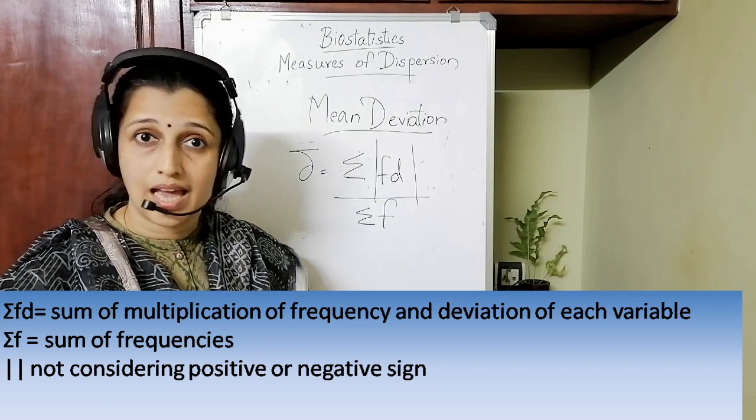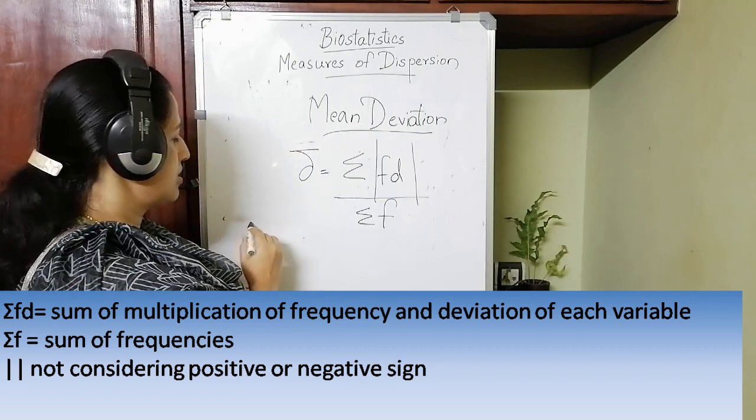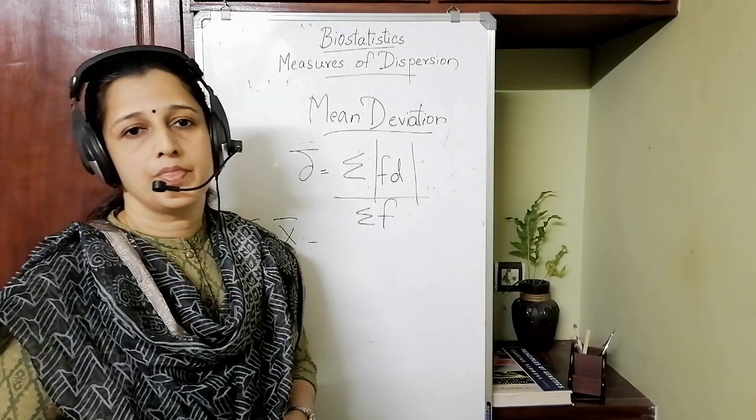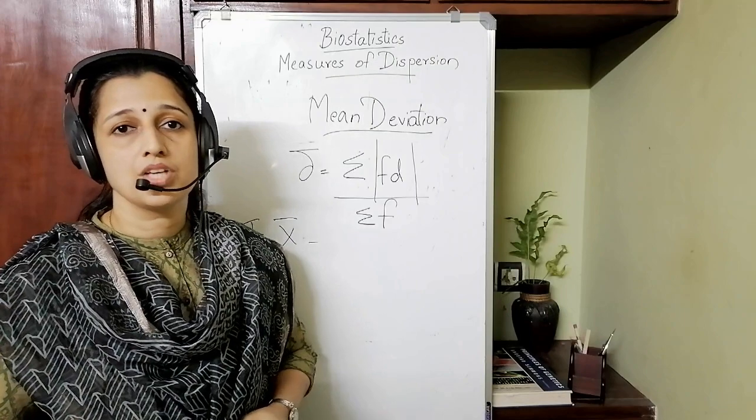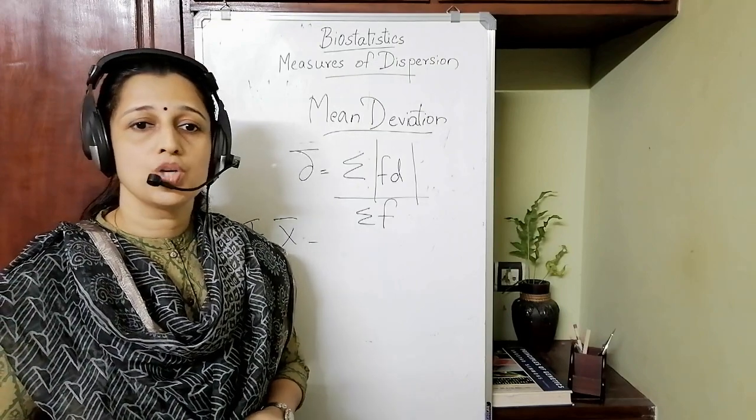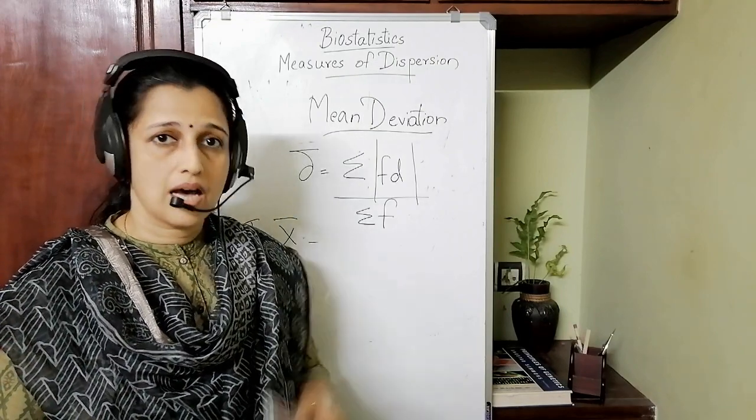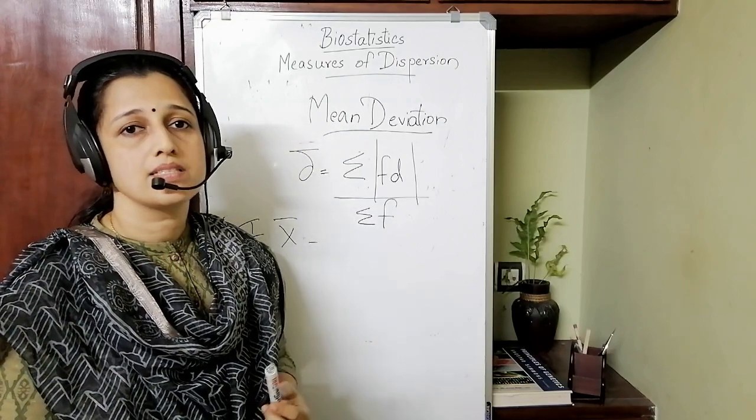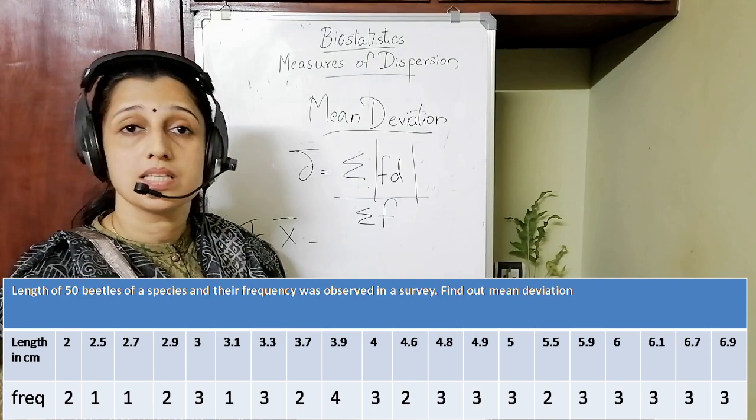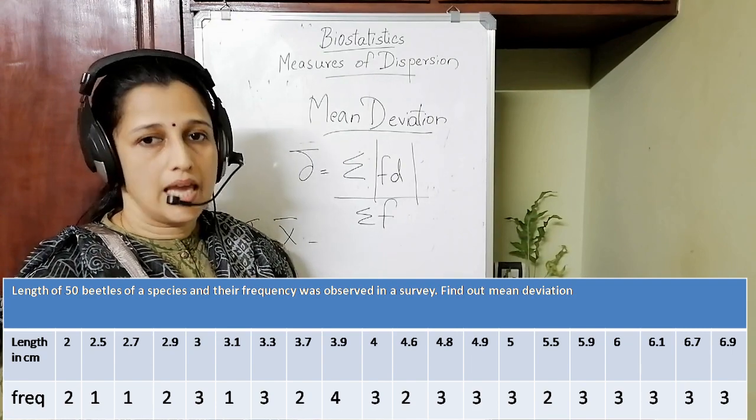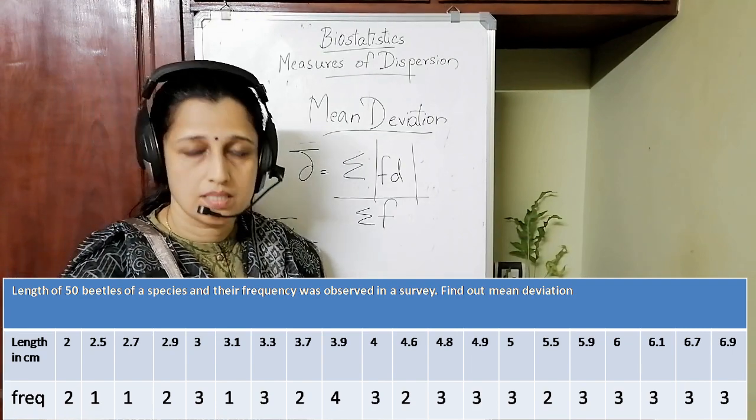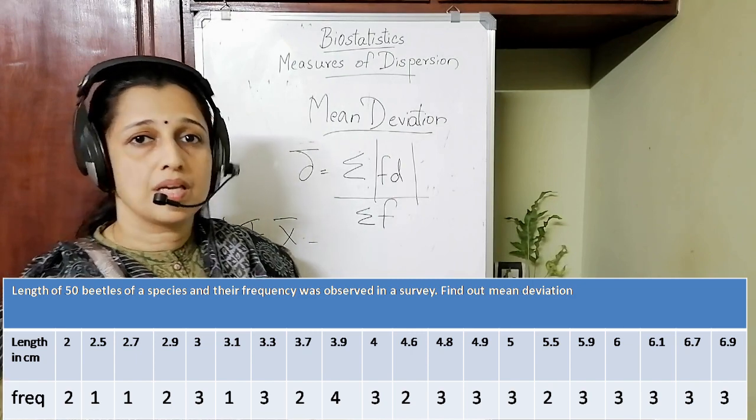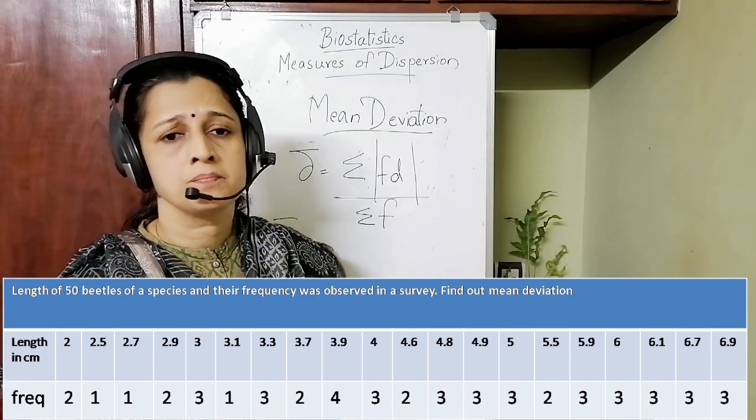Now, the different steps to find the mean deviation of this discrete series: the first step is, of course, calculate the mean, x bar. Then calculate the deviations from the mean, ignoring the signs, and denote them by d. Then multiply f with d, and divide sigma fd by sigma f. Now let's work out a question. The question is given here, which shows the length of 50 beetles of a given species.